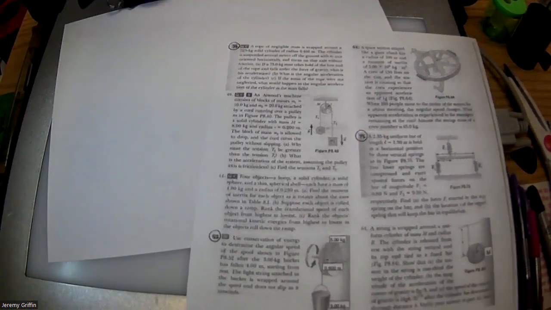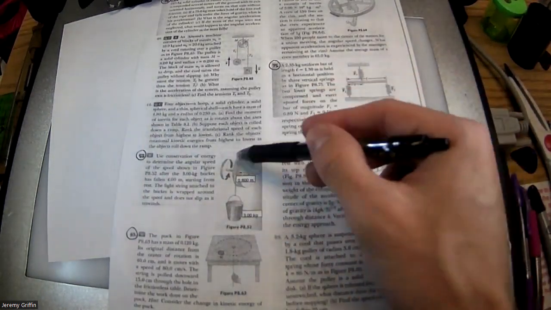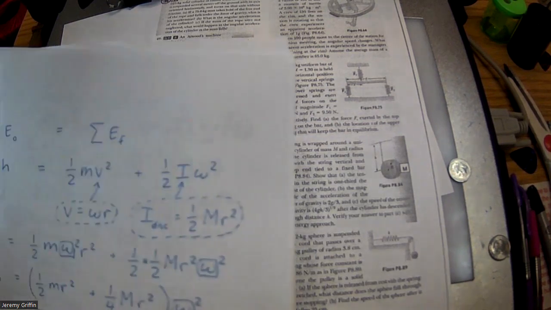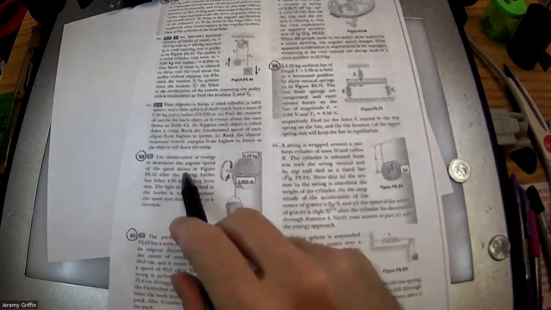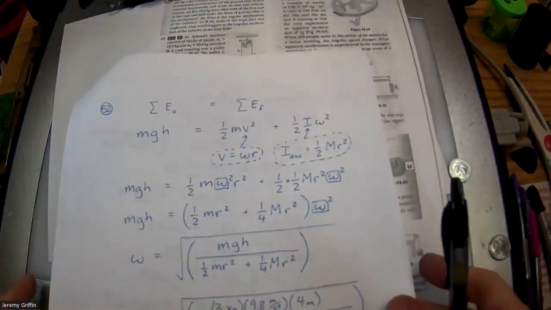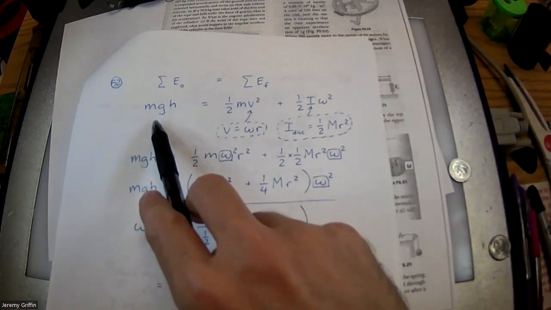Okay. Number 52 is a pretty similar looking setup, right? You've got a bucket, a solid cylinder, it's rotating just like that. Oh, and it prompts you to use conservation of energy specifically, which I actually prefer to do myself because I really like this method. I think it's a really clean way to do this.